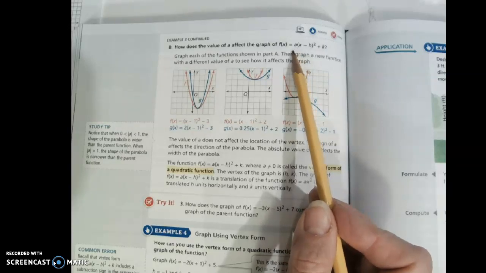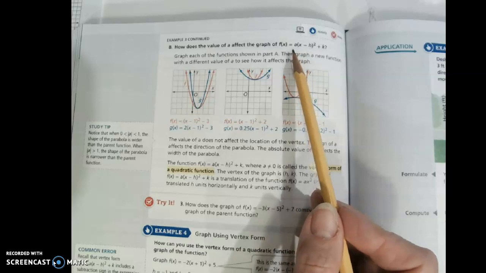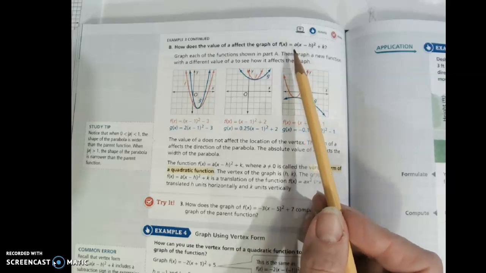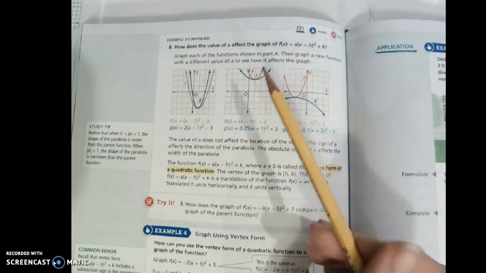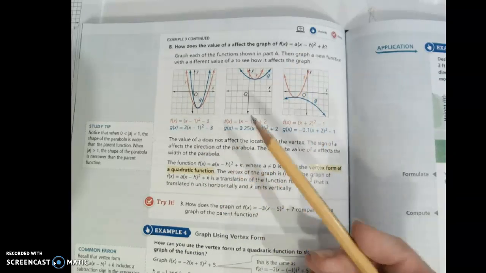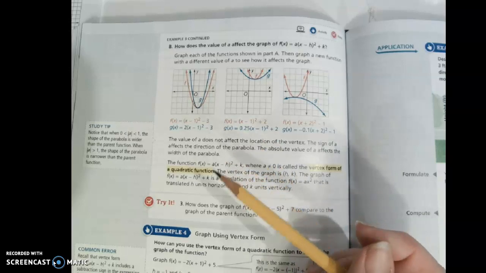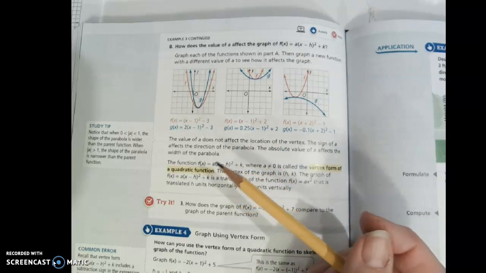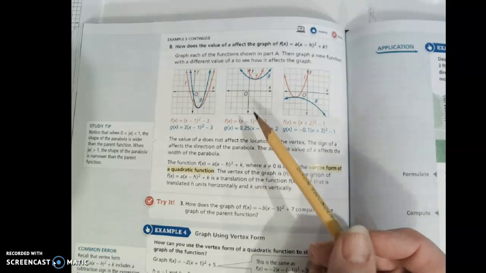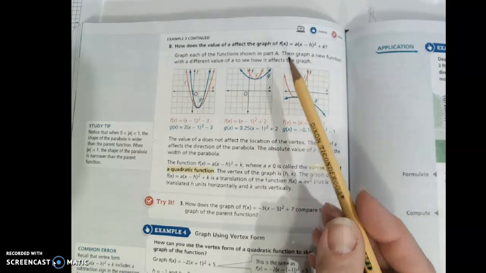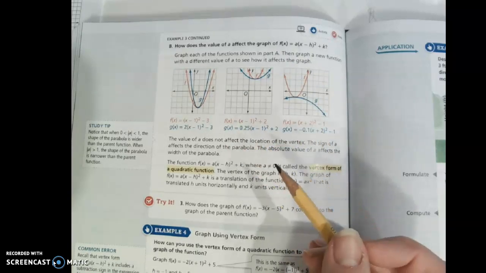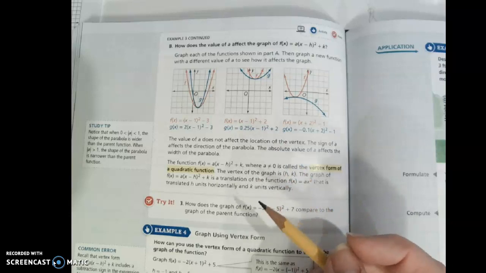And remember what we talked about in the last section. If the number was bigger than 1, it is going to get skinnier. If it is a fraction, meaning between 0 and 1, it is going to get fatter or lay flatter. And if that is negative, that's when it flips it upside down. Those are the 3 things that we walked away with from the first section.